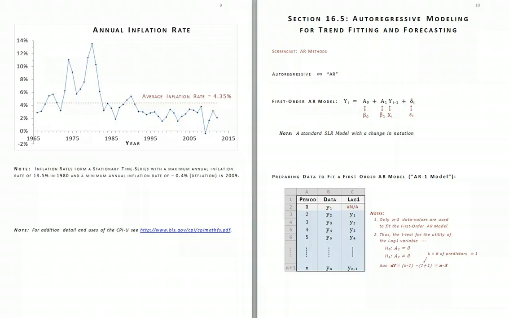A final comment about the annual inflation rate series. The series itself appears relatively stationary, with no long-term trend component. If we desired to model the annual inflation rate series, we would try a smoothing method. This will end this screencast.